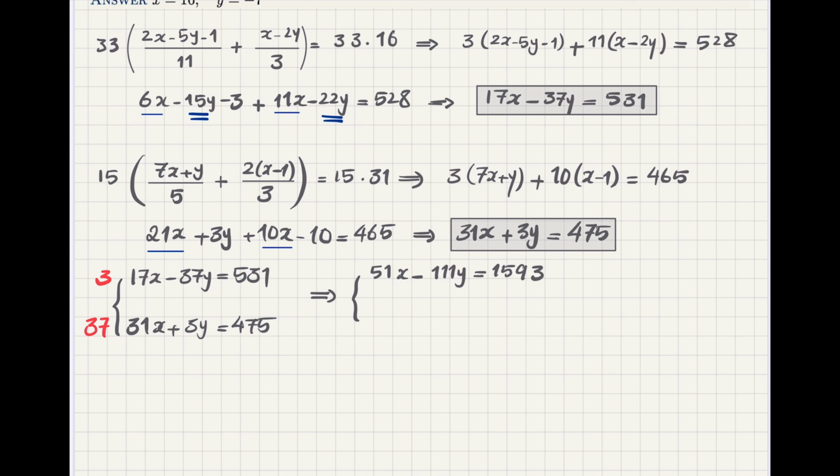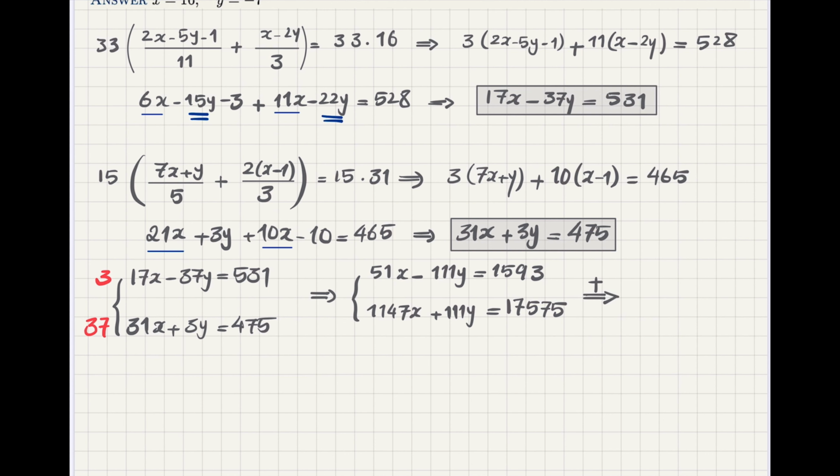Okay, and then for the next one I have to multiply 31 by 37, so let me just do it with my calculator. So it becomes 1147 x's, but what happens for the next one? The next one becomes positive 111 y's, and on the right hand side I have 475, and I multiply it by 37. So the answer that I get is 17,575.